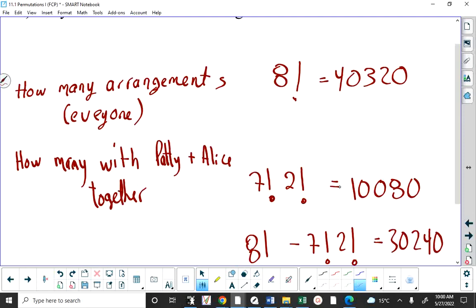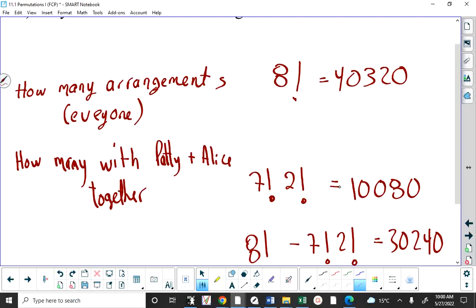I've had lots of clever students over the years, and some of them want to try to figure out how to get this number directly, and they put the blanks, and then they start putting Patty in one blank, and then figuring out, but Alice can't be next or before. It's confusing. It's impossible.